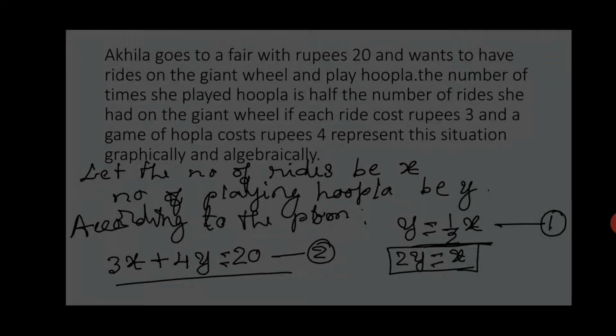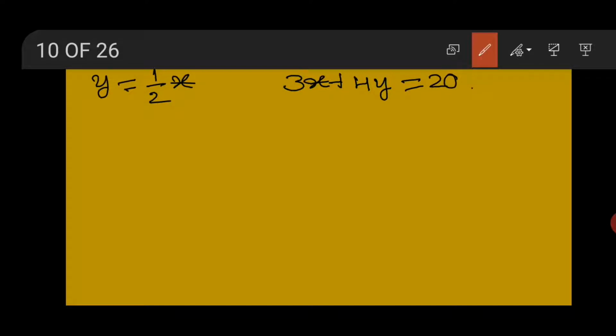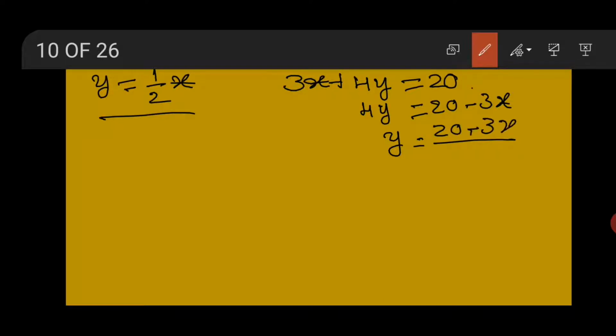And how can we represent this graphically? Let us see. I will write again: y is equal to 1 by 2 x, and one more equation, 3x plus 4y is equal to 20. In each equation we have to find the value of y to make the value tables. It is already given y is equal to 1 by 2 x. Here we have to find the value of x. So 4y is equal to 20 minus 3x, so the y value is equal to 20 minus 3x divided by 4. So I will write the value table for this equation, x, y. Only 2 points are enough to draw a straight line.